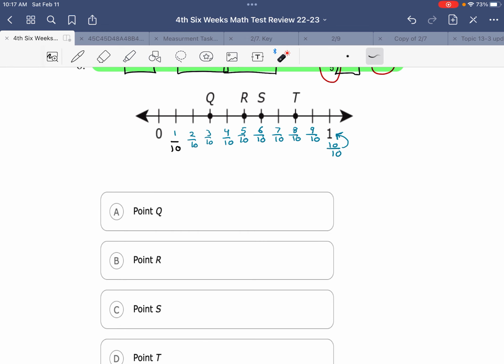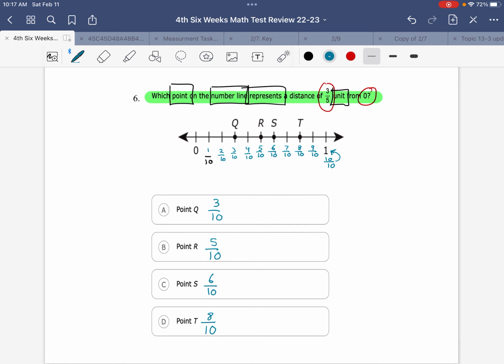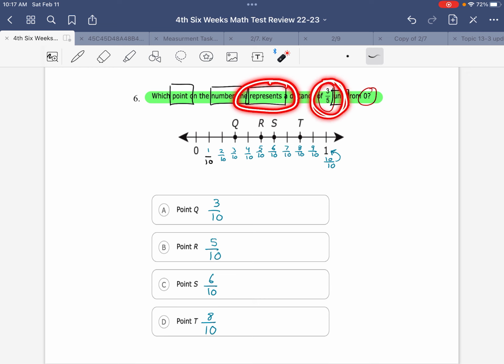So first I'm gonna label my fractions on my answers. So point Q is 3/10. Point R is 5/10. Point S is 6/10. And point T is 8/10. Okay? And so they want to know which point on the number line represents 3/5.